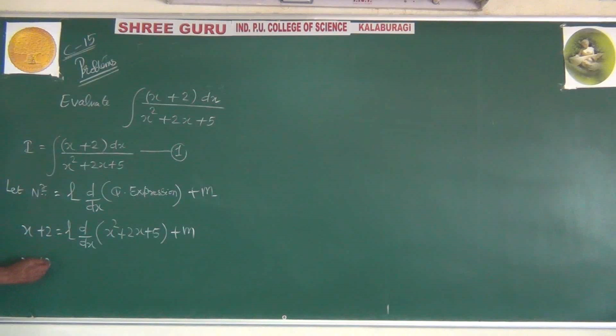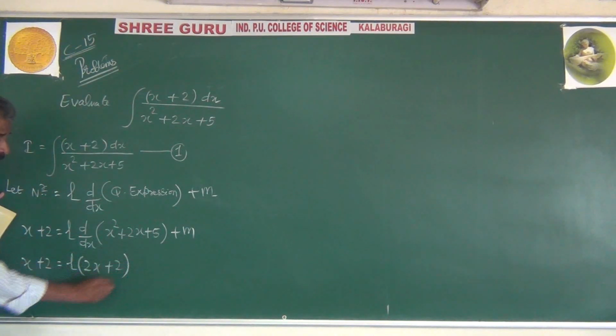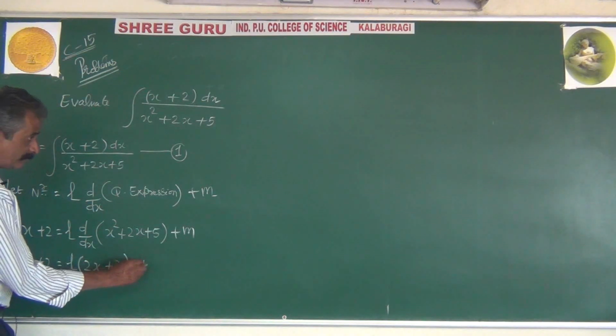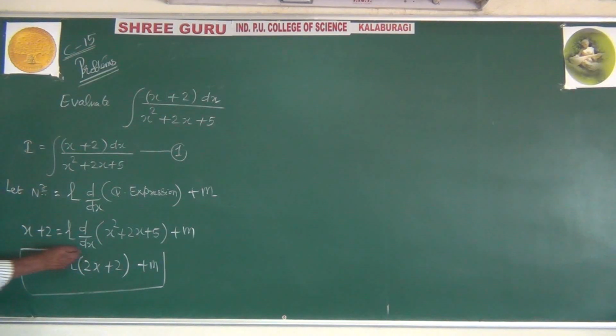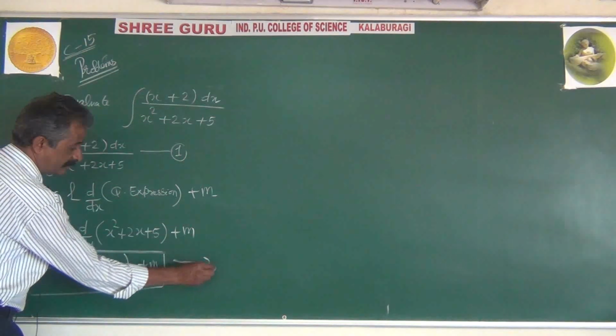x plus 2 equals l into the differentiation of x square plus 2x plus 5: differentiation of 2x is 2, plus differentiation of 5 is 0, plus m remains constant. Better highlight it, underline it.